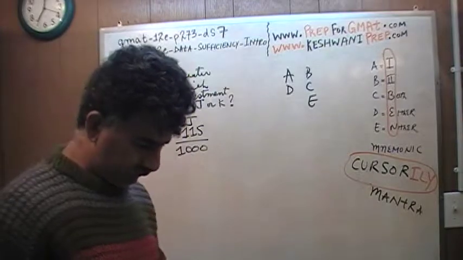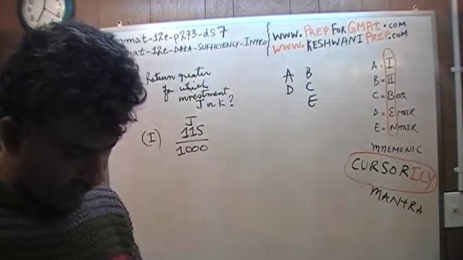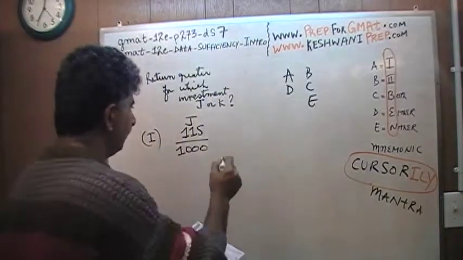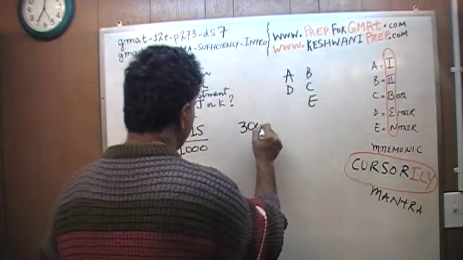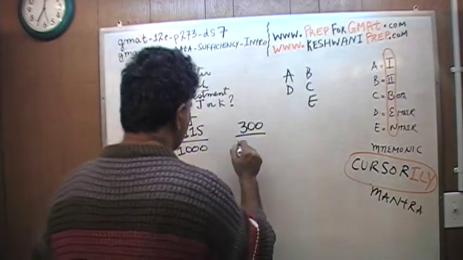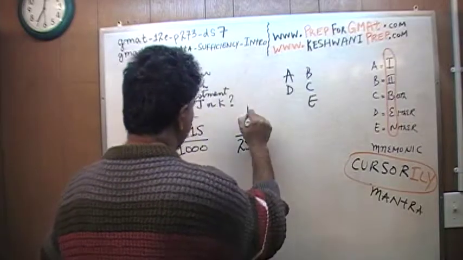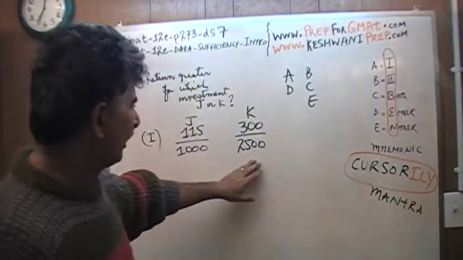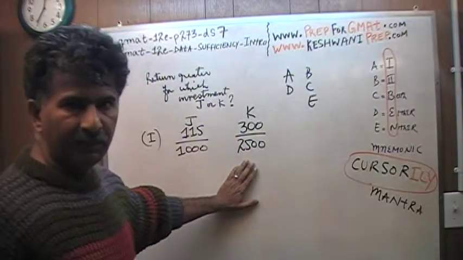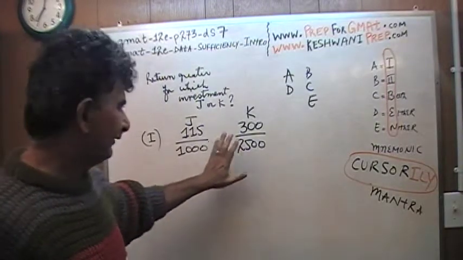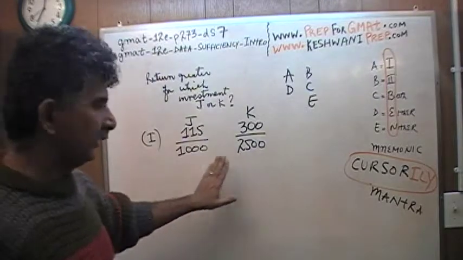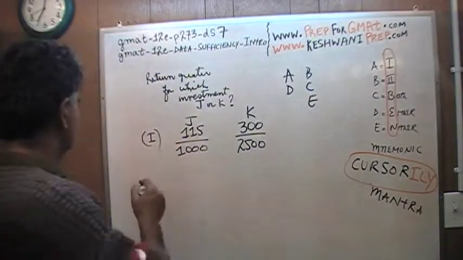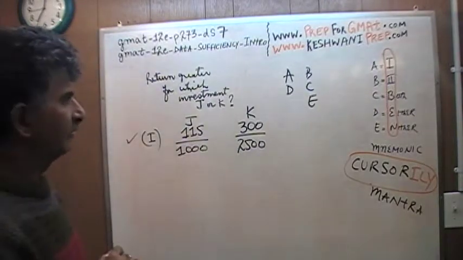And then they go on, see if they say anything about K. Type K returns $300 on 2,500. So there we go, that's the K. You don't have to actually figure out the precise return. You just have to be able to realize that this is enough information to figure out where the return is higher. That's all. So the first statement is great. First statement works by itself.